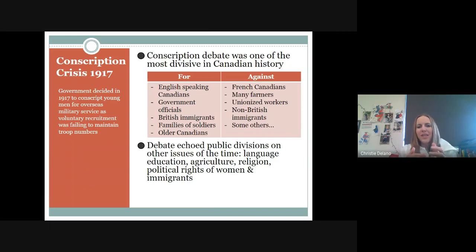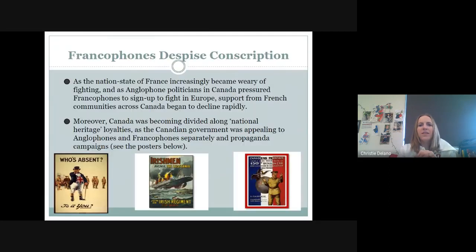And so what we see is this public division related to conscription, but also division related to language, agriculture, religion, political rights of women, immigrants, right? This was a very politically divisive issue. And we kind of just already talked about why Francophones were not very supportive of this, right? This idea of supporting the British was not something that went along really well.